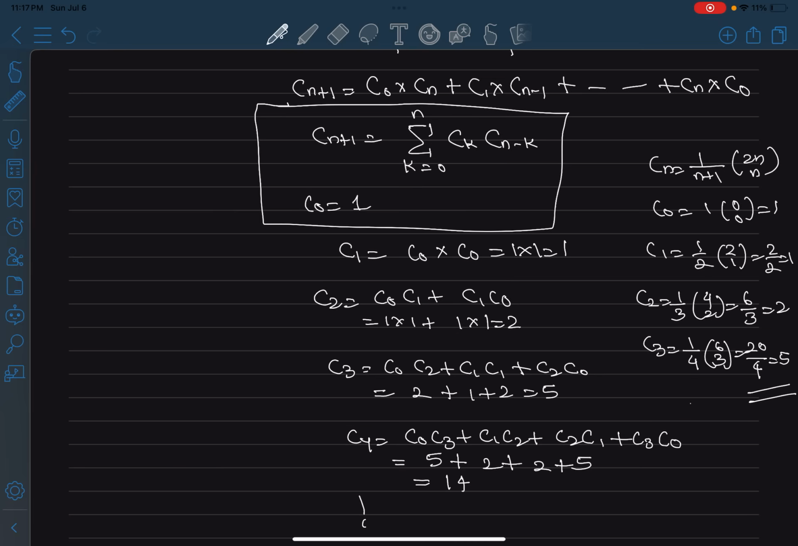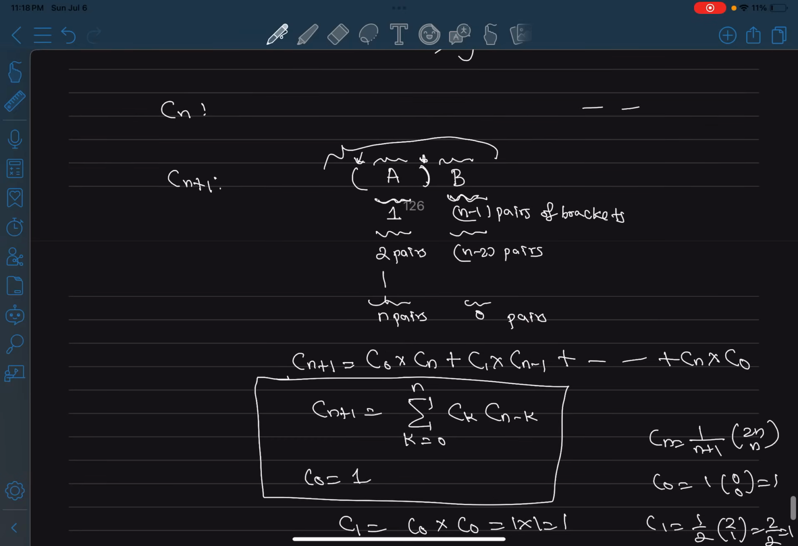Let me find c4 as well. c4 equals 1 over 5 times 8 choose 4, which is 1 over 5 times 8 times 7 times 6 times 5 over 4 times 3 times 2. So the 5 has cancelled, and we get 14. So yes, we get all the answers properly, and this works.